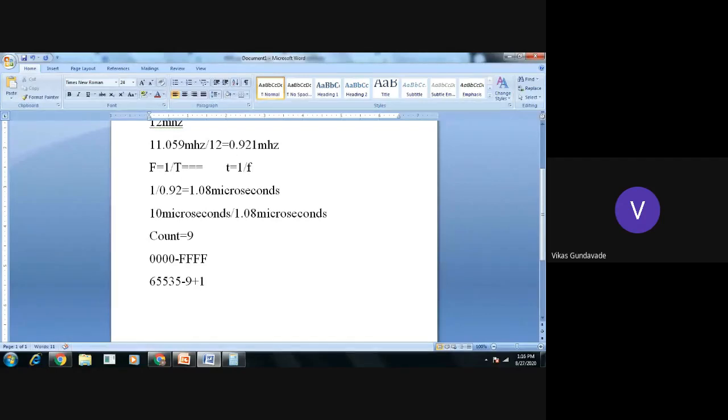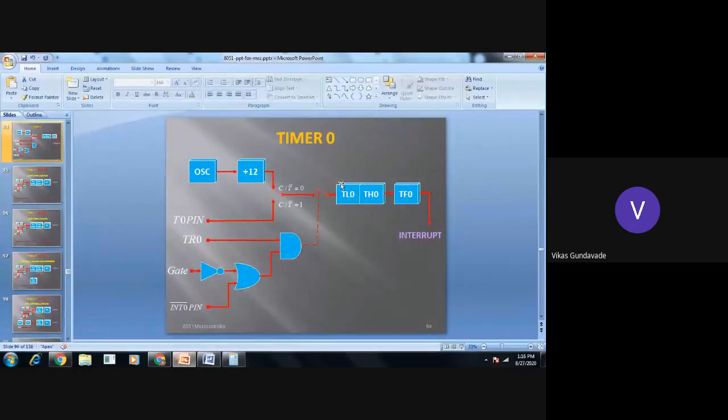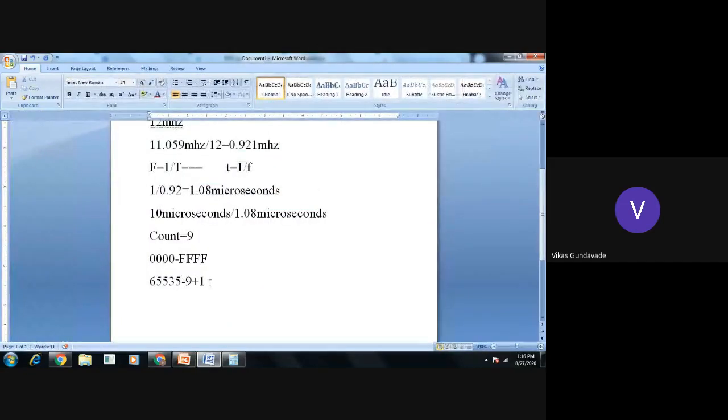Because if we see in this architecture, this count will overflow, and when it sets the TF0 bit or TF bit, the interrupt will get generated. That means one more count is also getting added into this timer. So we need to add this count into this value, or simply the same equation can be written as 65536 minus 9.